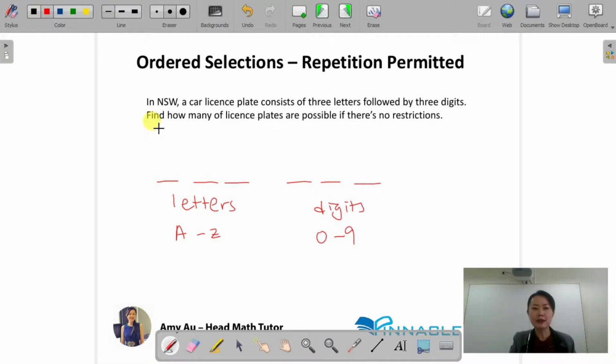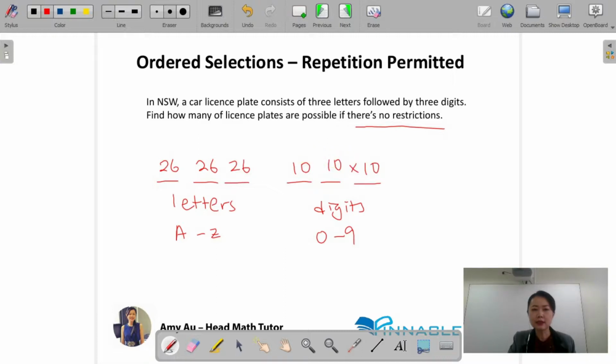Again, we ask ourselves, how many ways to complete each spot? The question does not say repetition is not allowed. In fact, it says no restrictions. So we'll just go ahead and figure out how many ways we can fill out each spot. The first one is 26, 26 letters in the alphabet. 26 is 26. And the second one will be 10, 10, and 10.